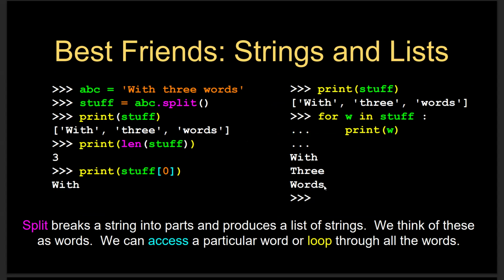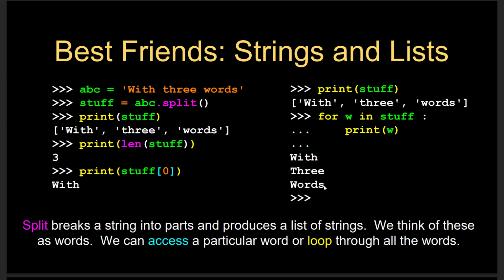And strings and lists are best friends. See, ABC equal to a string with three words. This is a string that I have created. If I want to break a string into different parts, I will use the split method. What this split method does is break a string into parts and produce a list of strings. Whatever strings are available will be split into parts, and it will produce a list of strings.